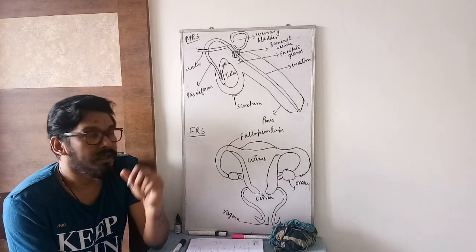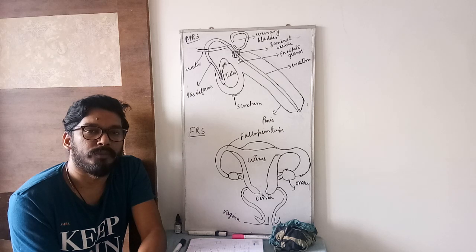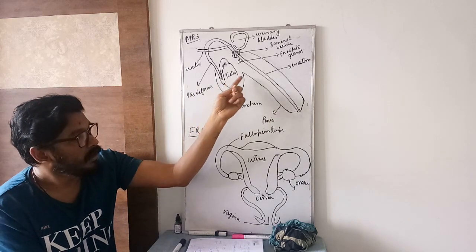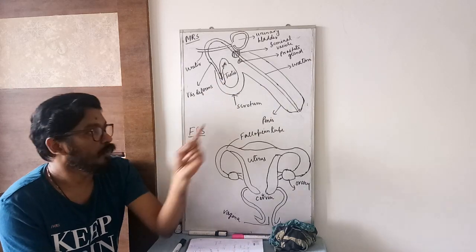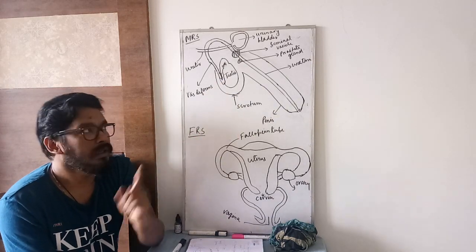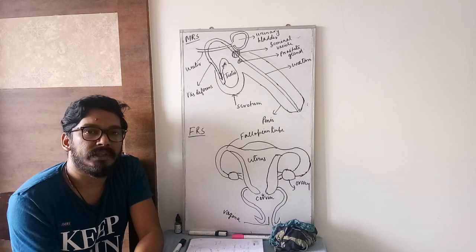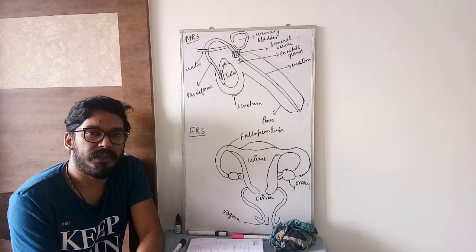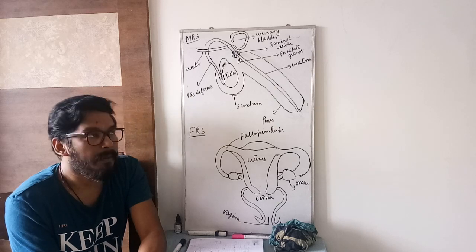And this testis is also responsible for the formation of the hormone testosterone, which is responsible for all the changes in males during puberty. The skinny bag in which testis is located is called scrotum. Testes are always located outside the abdominal cavity. The reason behind it is, for the formation of sperm, the temperature required should be below the body temperature, and that is why testes are always located outside the abdominal cavity.